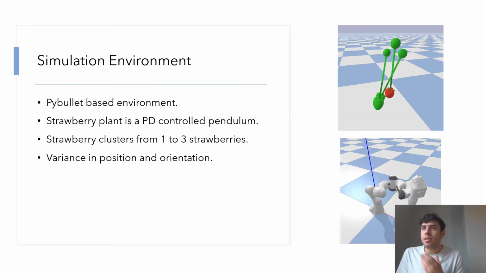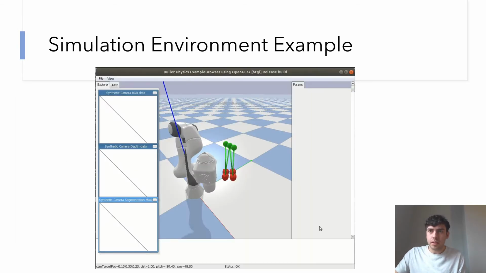So this is COVID times, so it's simulated data only. We collected a set of video pushing actions on clusters which were simple PD controlled pendulums, 1 to 3 strawberries with variance in position and orientation to provide a pretty complex data set. And the Cartesian pushing actions that we made were completely random.